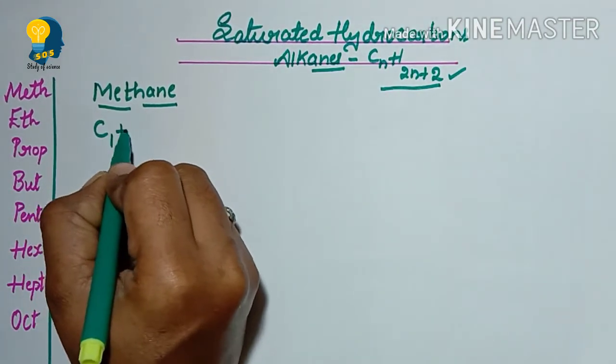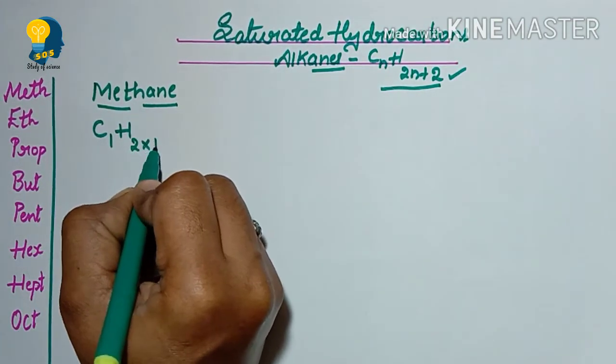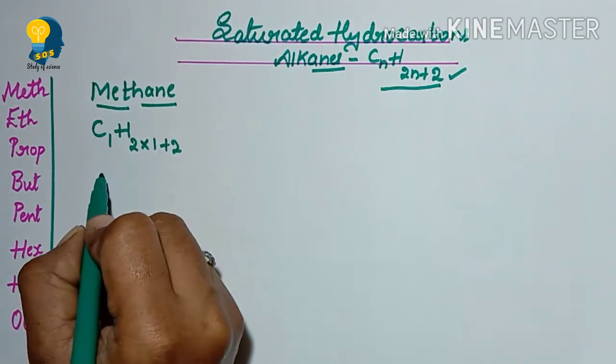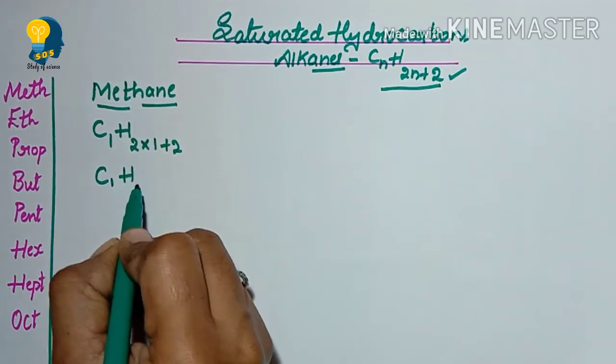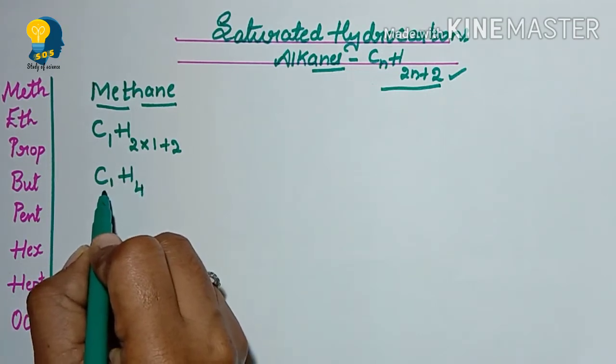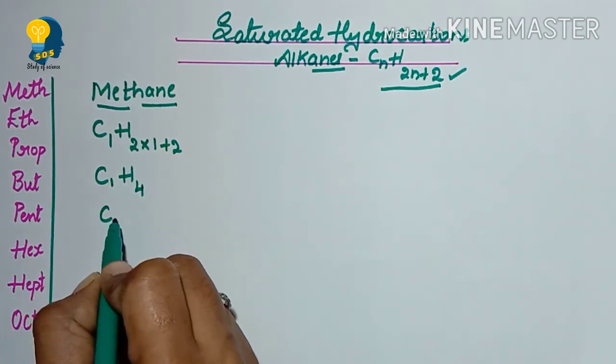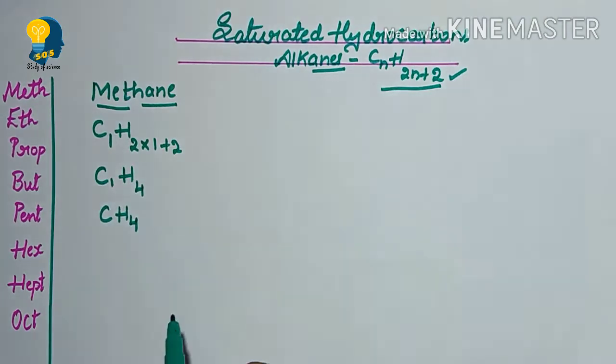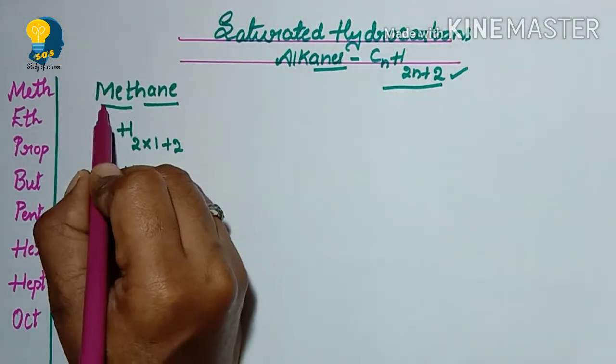So C1H2 into 1 plus 2, that means C1H, 2 ones are 2 plus 2 is 4. C1 is same as C, so it is CH4. Okay, so this is the molecular formula for methane.